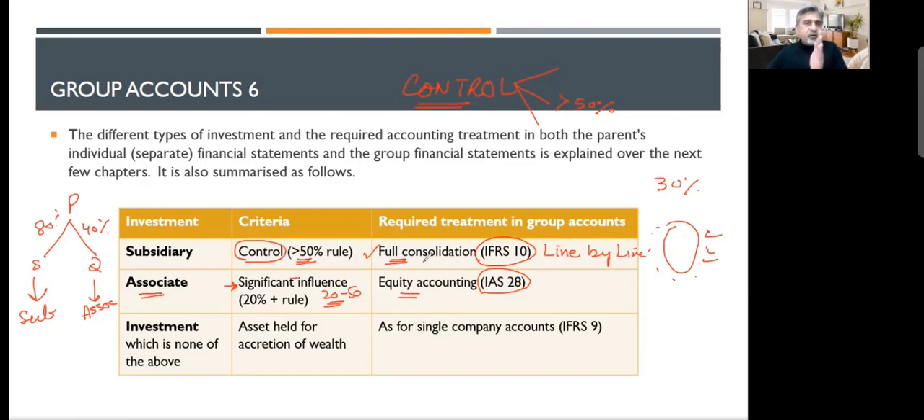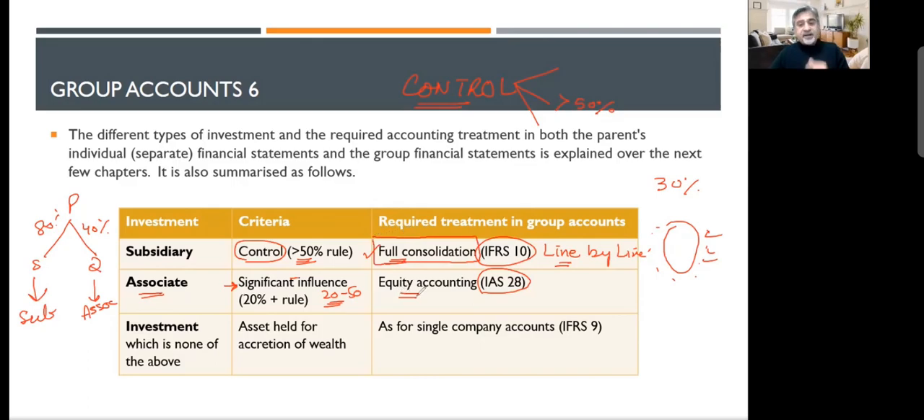IAS 28. When I say full consolidation or line by line consolidation, it means that I will take the parent's income statement and the subsidiary income statement. I will start adding the lines, which means revenue of parent plus revenue of subsidiary, cost of sale of parent plus cost of sale of subsidiary, admin expense of parent plus admin expense of subsidiary. If I go to the balance sheet, PPE of parent plus PPE of subsidiary. So line by line consolidation, which is called full consolidation. And this is consolidation at its best, the most actual real consolidation.